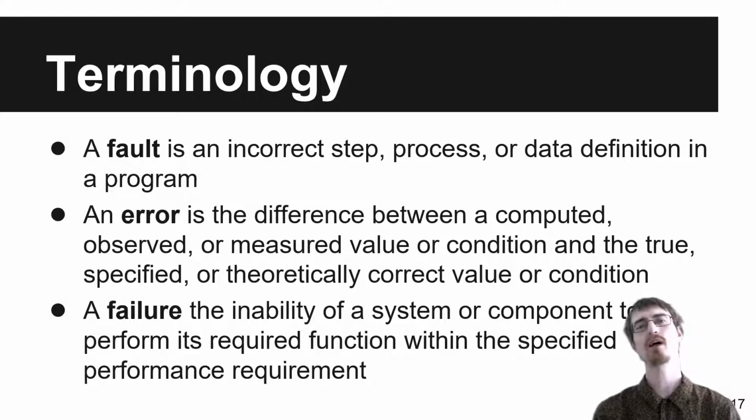That is, the programmer made a mistake and now there is something wrong in the program, which is a fault. Faults can also be hardware faults. For example, if a cosmic ray changes a bit in memory. Now an error. An error is the difference between a computed, observed, or measured value, or condition, and the true, specified, or theoretically correct value or condition.